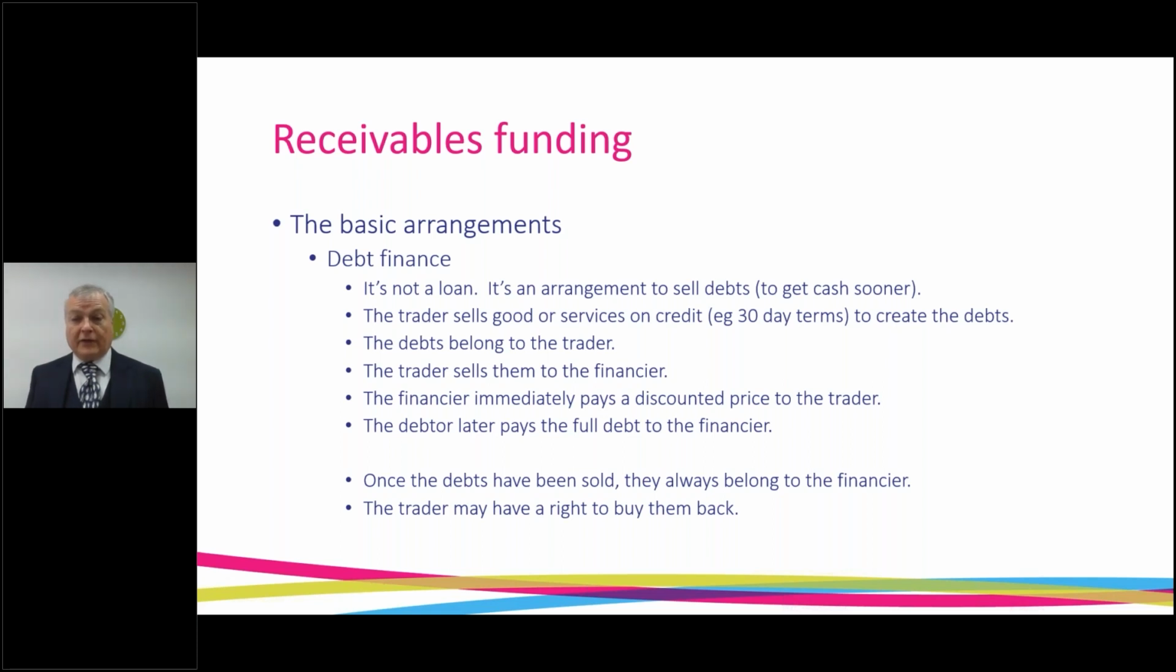And it is that credit the trader is giving to its customers that creates the debts. Those debts belong to the trader when they're created, and with an invoice discounting arrangement or something of that sort, the trader will sell those debts to the financier, and the financier will immediately pay a discounted price to the trader. So the trader has sold products worth £1,000. They've raised an invoice for £1,000, and rather than waiting 60 days for their customer to pay them, they will immediately sell that debt to the financier.